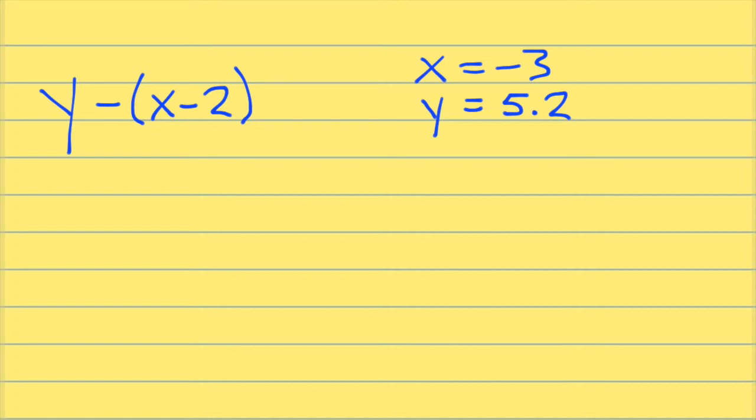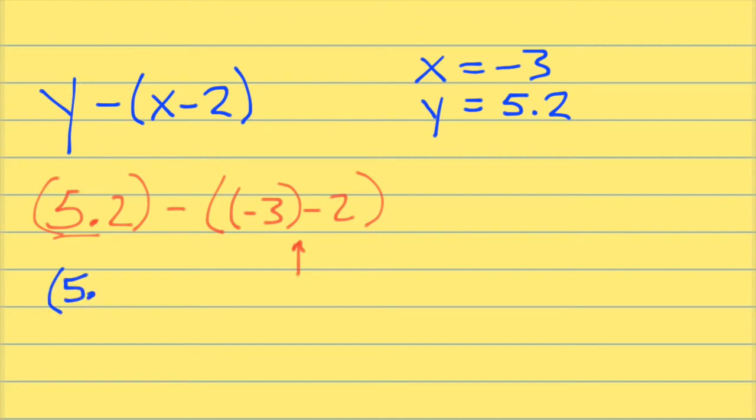Okay, so what I want to do is put in that 5.2 in parentheses for y and the negative 3 in parentheses for x. Now, I want to do what's inside the innermost parentheses first, so I'm looking at this one because there's nothing to do in the first set of parentheses. So I'm going to rewrite that as addition. So I've got negative 3 plus negative 2.